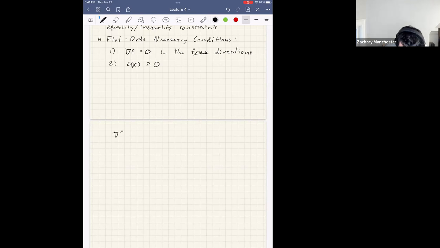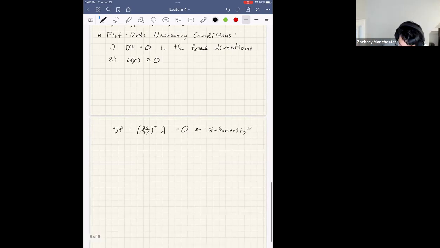I'll just start doing it. The first one looks really similar to what we had before, the gradient condition. So this is exactly what we had before. This is called stationarity. That's, again, like a fixed point. Stationary, fixed point, flat spot, gradient equals 0: these all mean the same thing.